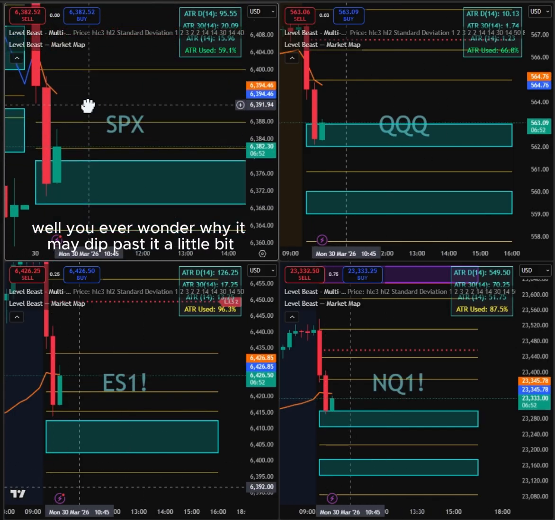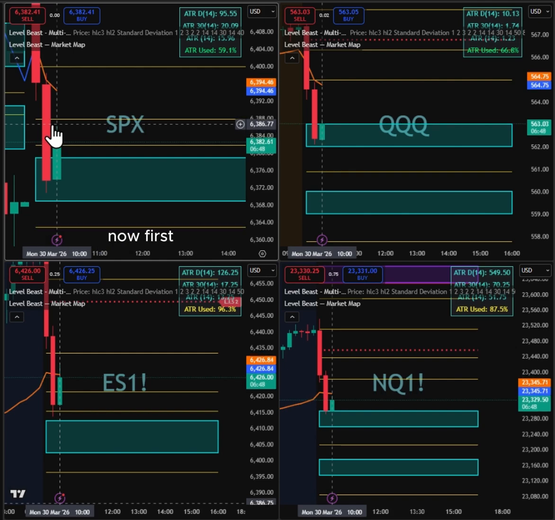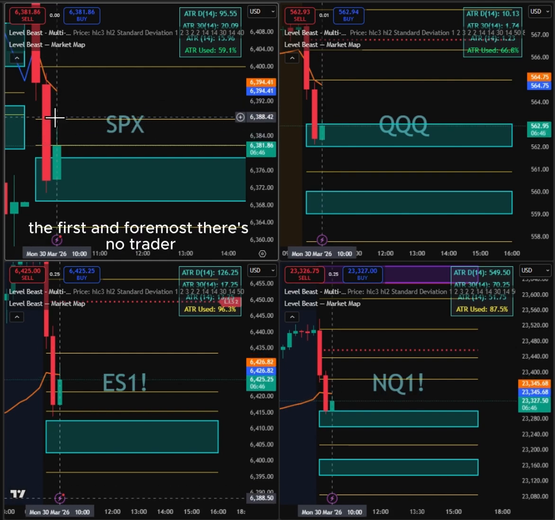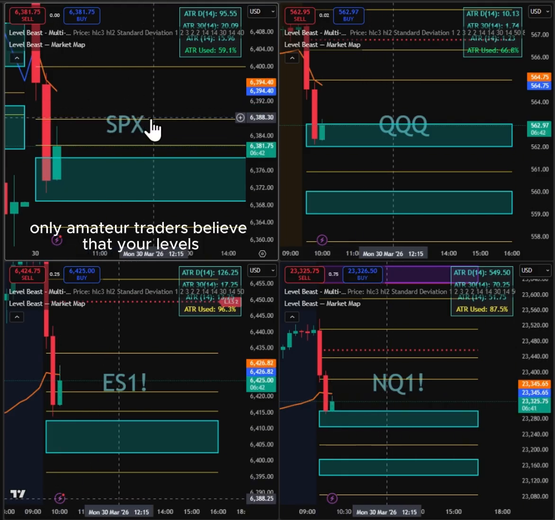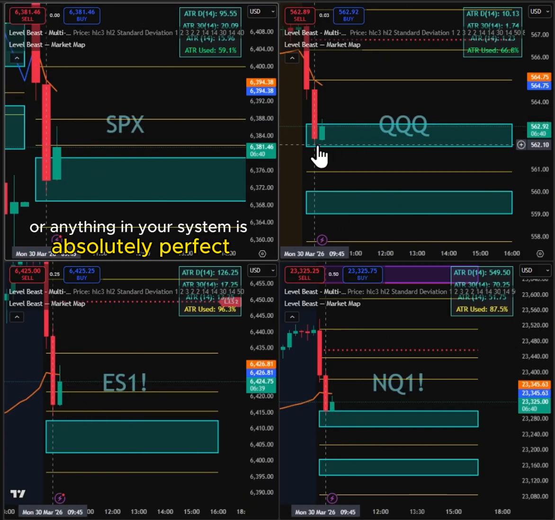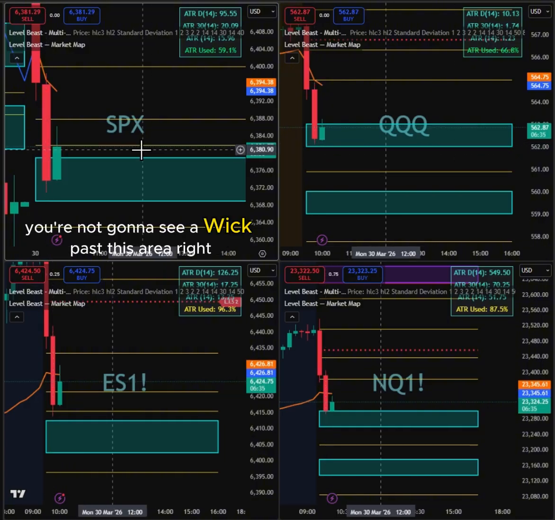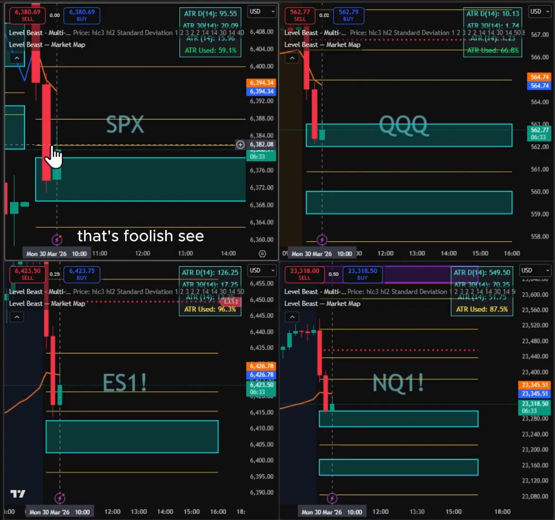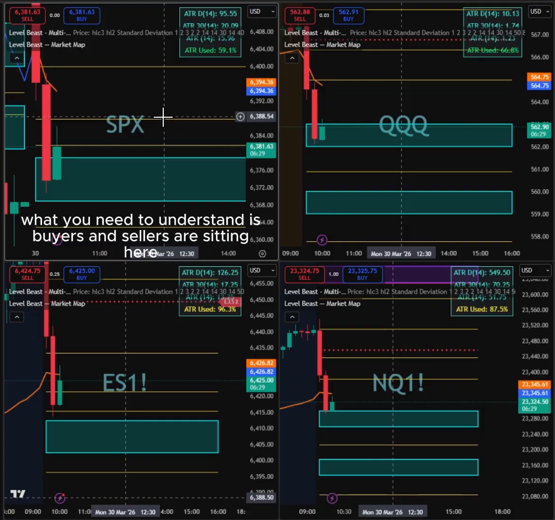Well, you ever wonder why it may dip past it a little bit? Now, first and foremost, only amateur traders believe that your levels or anything in your system is absolutely perfect, right? Like you're not going to see a wick past this area, right? That's foolish. See, there's a wick there. That's foolish. What you need to understand is buyers and sellers are sitting here.